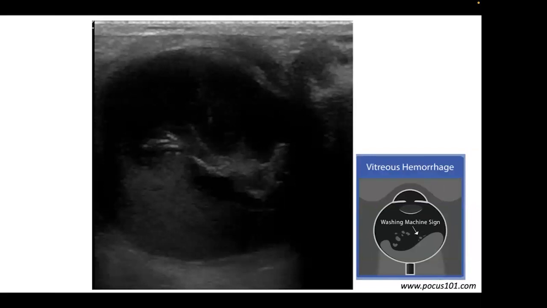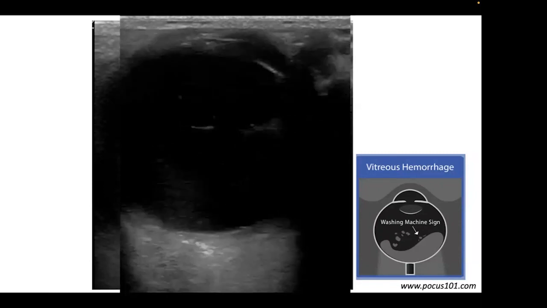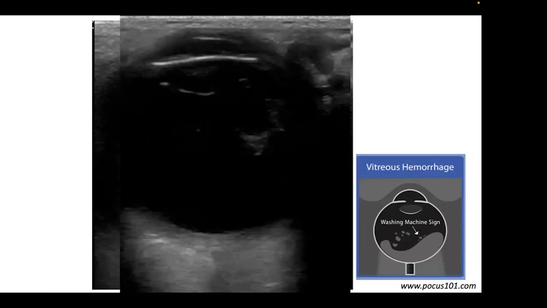Vitreous hemorrhage is something also which we can pick up, which is hyperechoic debris within the eye itself. So here is an example of vitreous hemorrhage.